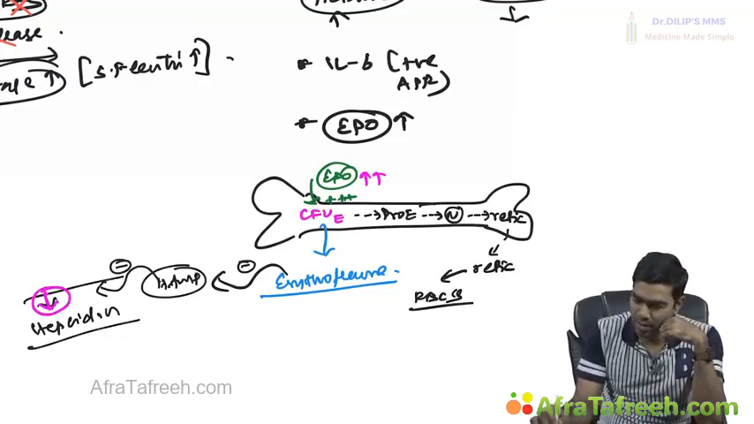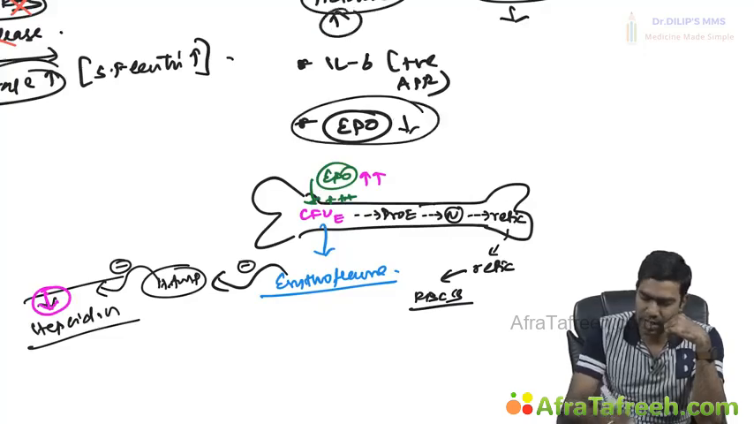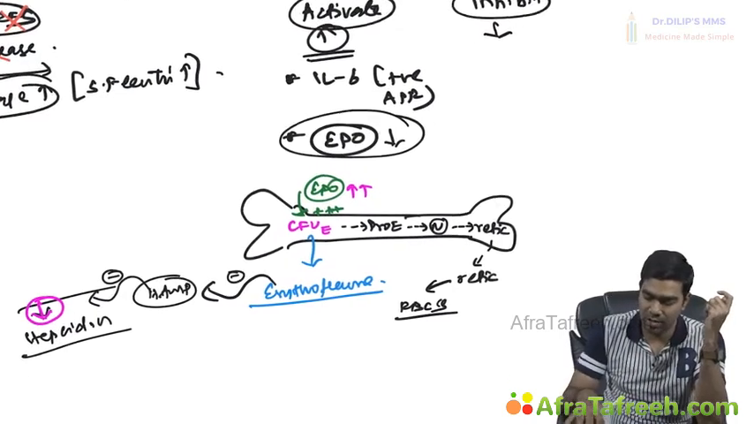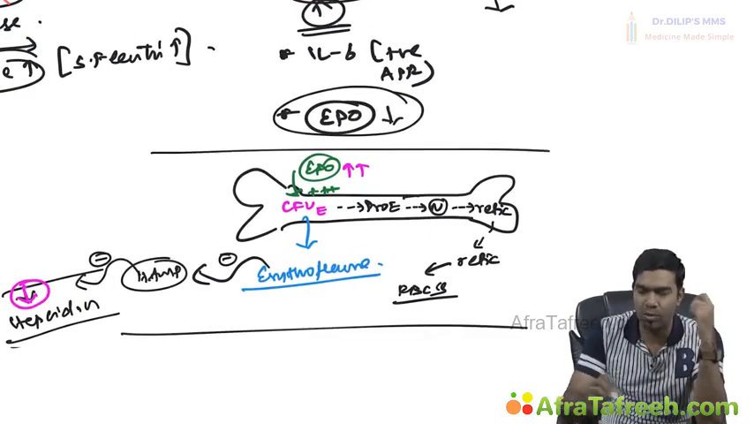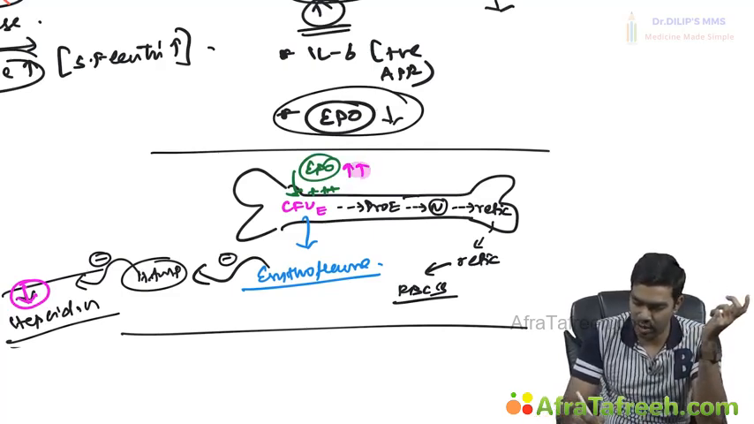So whenever you have a low erythropoietin, you can actually increase the hepcidin release. Whenever you have a low erythropoietin, that can actually activate or increase the hepcidin release. This is the basic physiology which I've told you. So this is how it's going to work: whenever erythropoietin is in excess, you're going to have a low hepcidin.